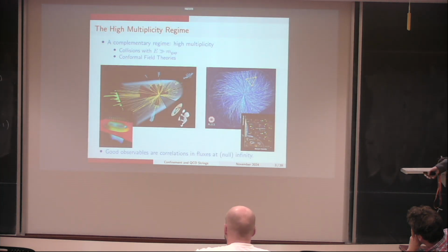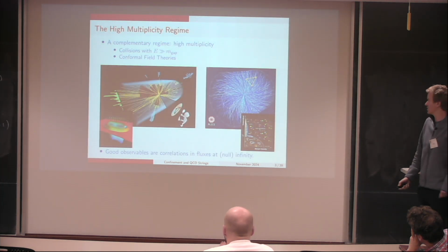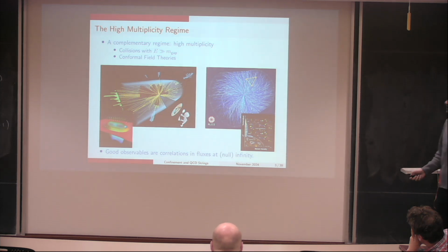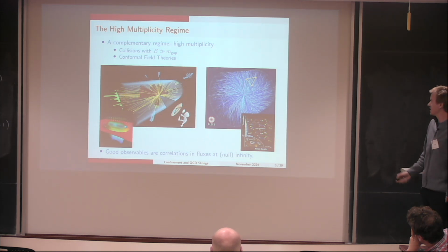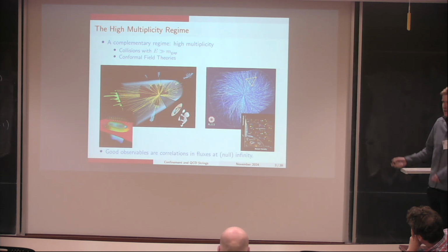But if you go to colliders, it's a very complementary regime, a different type of collision where you have extremely high multiplicity. In QCD, this is realized because you have the energy much, much bigger than the mass of the particles. And so instead of just having a couple of particles coming out, you get these very impressive event displays. This is in proton-proton, and it's even crazier in heavy ion collisions.